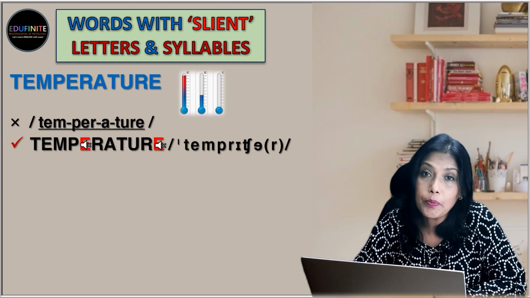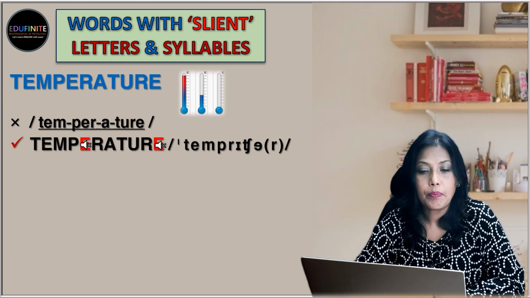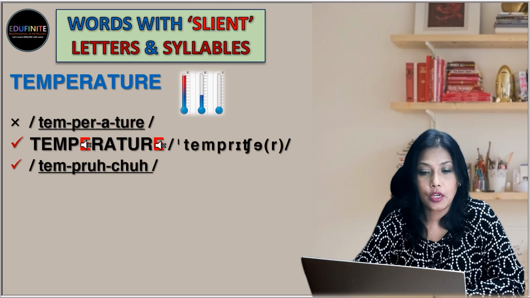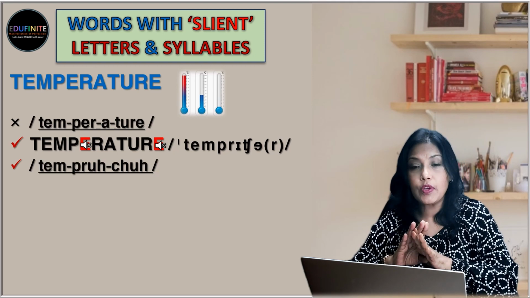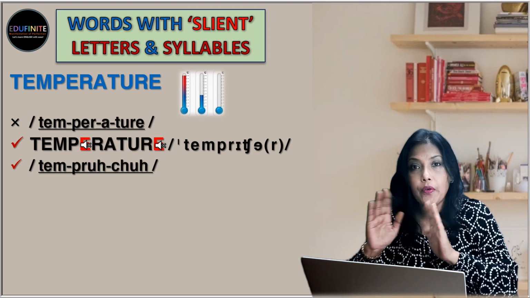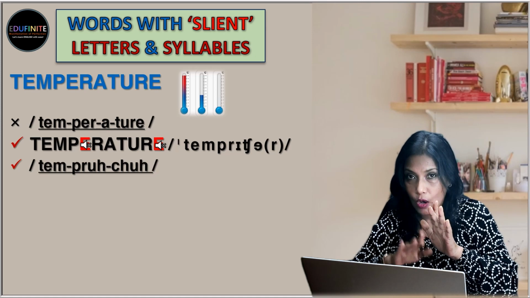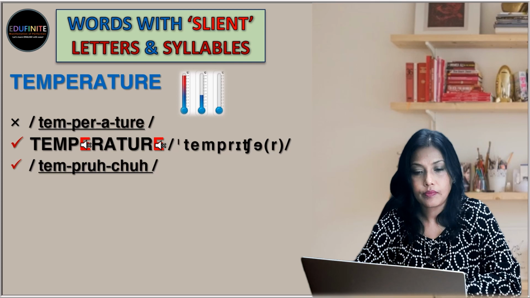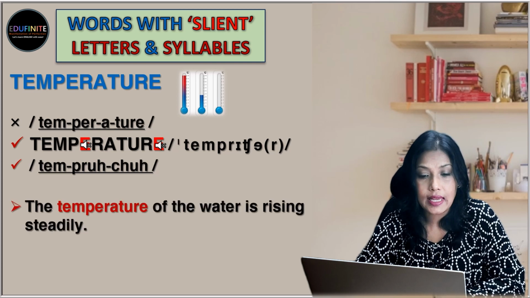So, how do we pronounce this word? We pronounce it as temprachur. The E is silent. We don't say tem-per-a-ture. The sound of E is not there. So, it's temprachur. Well, let's look into a sentence.